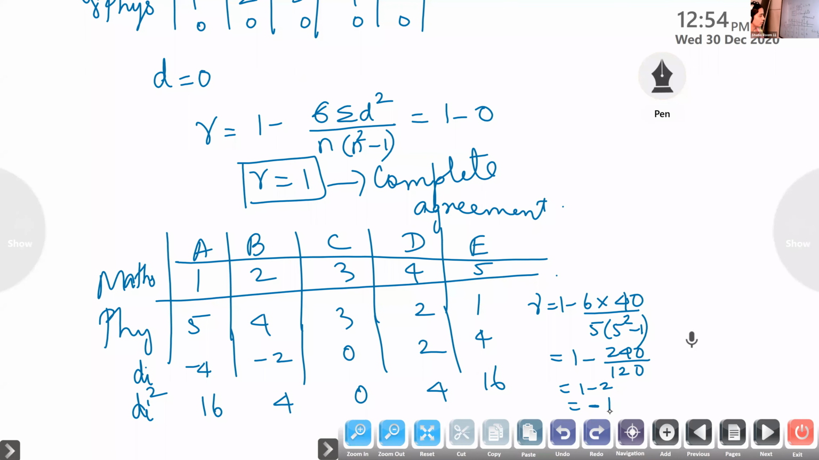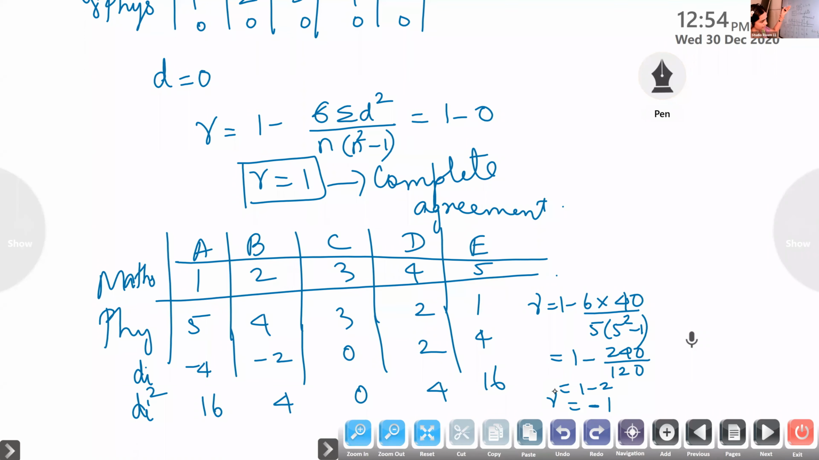It is minus 1. Look at here, it is in the reverse one, isn't it? The first person who is getting the first rank, he is getting the lowest rank in the physics. Similarly, who is getting the lowest rank in maths, he is getting the first rank. So everything is in a opposite direction, isn't it? Okay, so here we call this, the ranks are in complete agreement. Here also we say it is in complete agreement, but it is in the opposite direction.